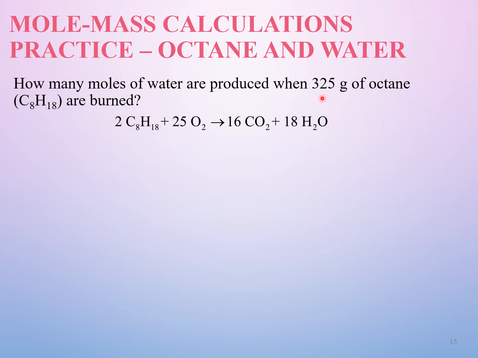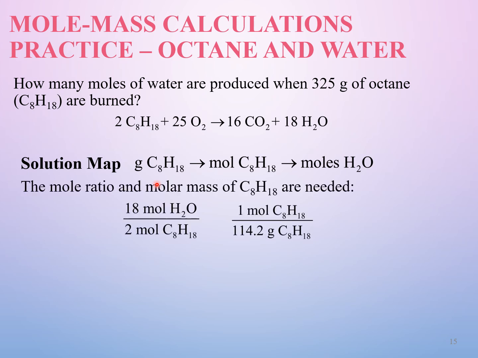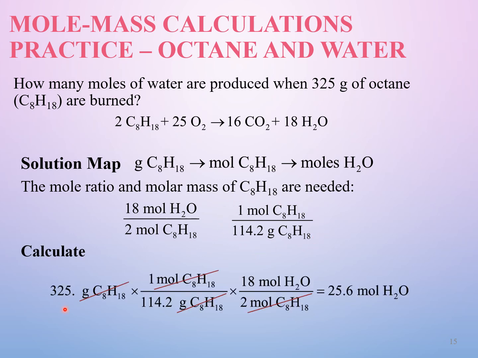And then if we start from 325 grams of octane, we have to convert the grams to moles of octane, so we need the molar mass. So then you add up the values from the periodic table where carbon is 12.01, and then hydrogen is 1.008. You get your molar mass of 114.2 grams of C8H18 per every 1 mole. Okay, so we have the mole ratio from the balanced equation, and we can calculate the molar mass from the periodic table. So here's how we will calculate it.